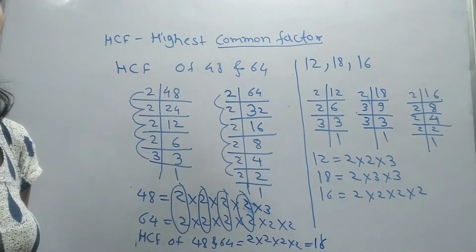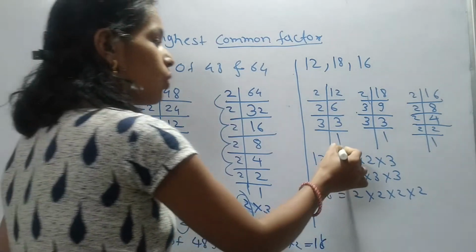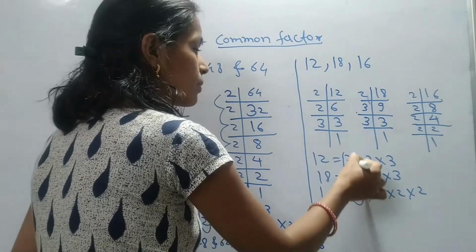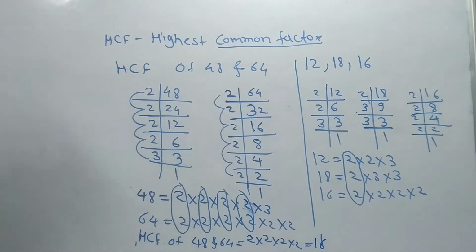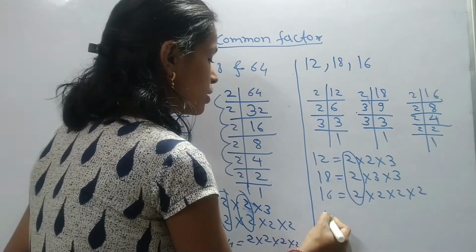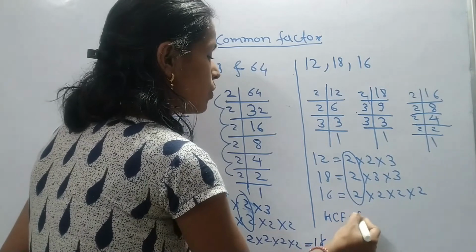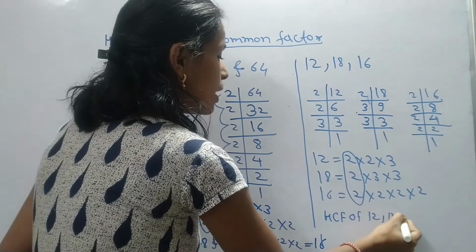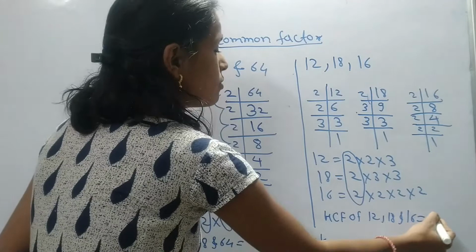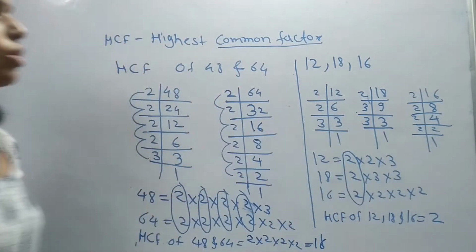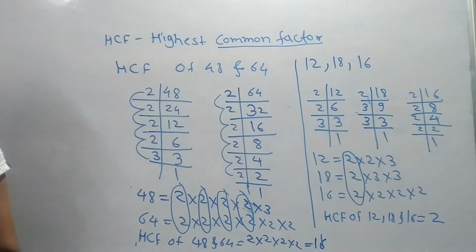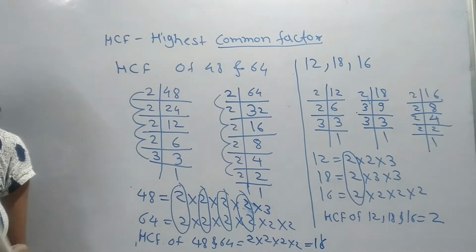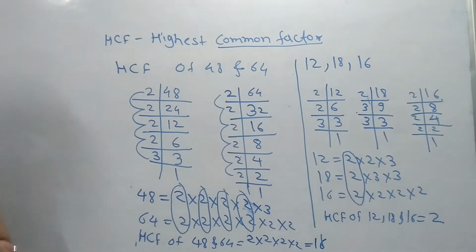Now, if you observe carefully, only this 2 is common among these 3. So the HCF of 12, 18 and 16 is equal to 2. No other common factor is there. Got it? So 2 is the HCF of 12, 18 and 16. In this way, you can find out the HCF of any numbers.